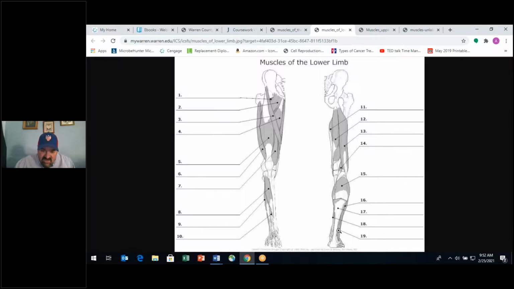And then this is that Achilles tendon, folks, right here, also known as the calcaneal tendon. Okay? Very important tendon, very thick and powerful tendon. If that gets damaged, if that gets injured, it can take quite a long time to heal.